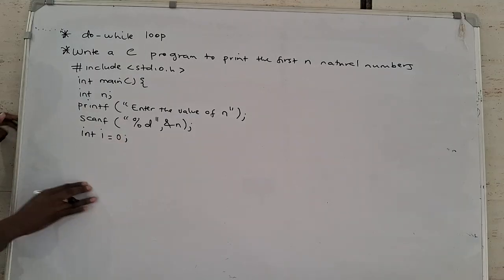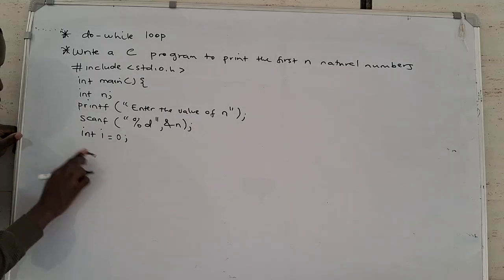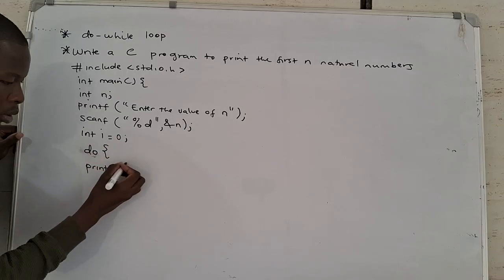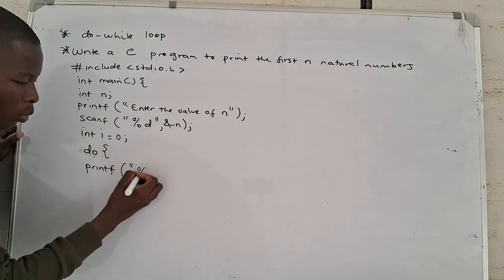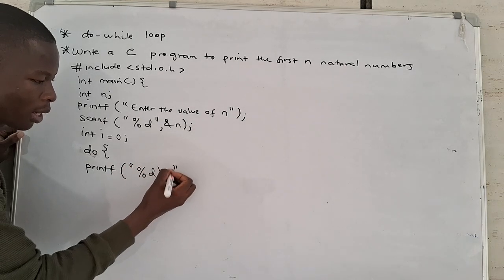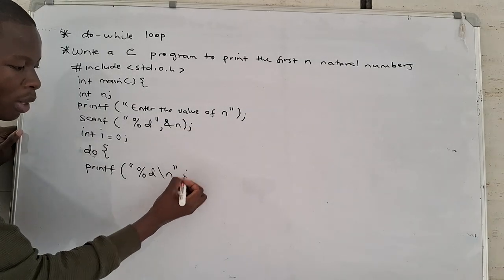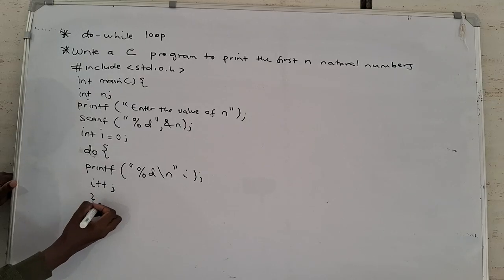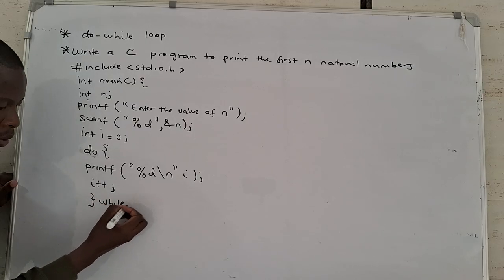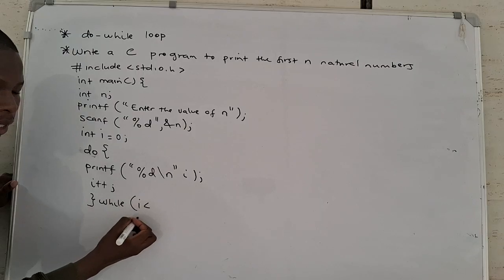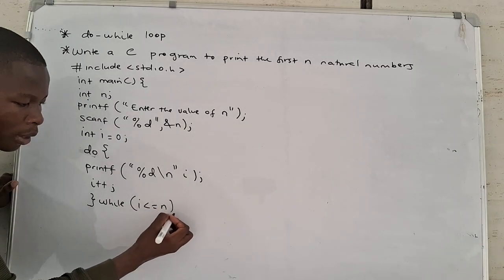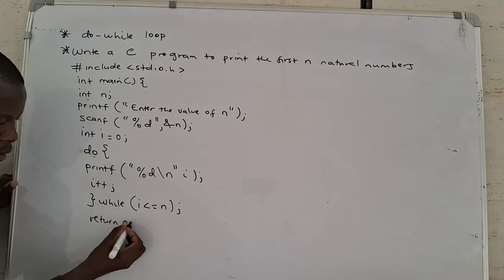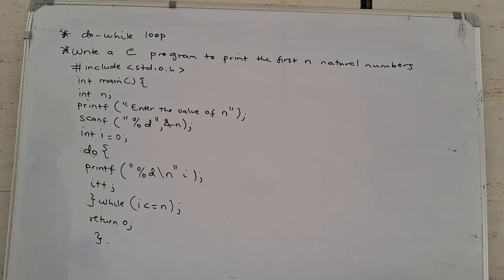i is equal to 0. Now I'm going to say do, right? I'm going to say do. printf. We want to print percentage d backslash n. What we want to print? We want to print i. Then close. Here I'm going to write i plus plus. Then close. Like this. Here you write while what? i is less than or equal to n. This is over. Then after this, write return 0. This is the program.